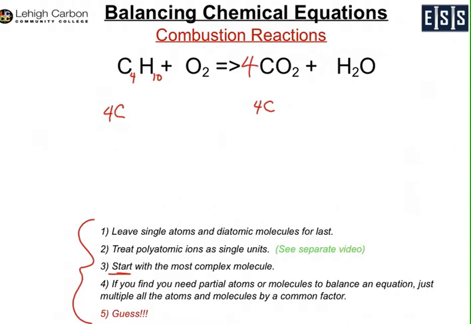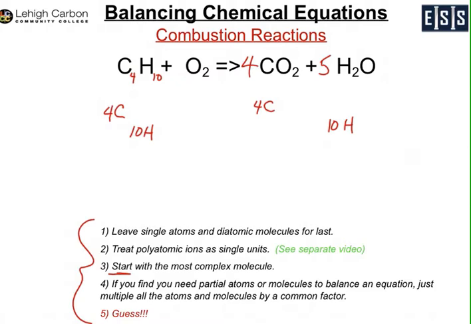Now we do the hydrogen. We have 10 hydrogen on the left. So to the water molecule here, in order to get 10 hydrogen, since each water molecule has 2, we would put a 5 in front of the water molecule. So now hydrogen is done.